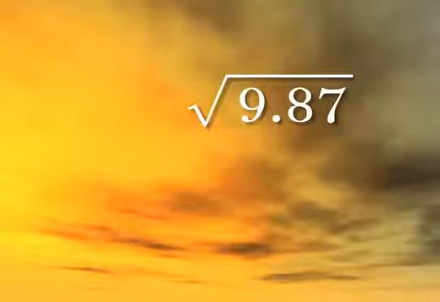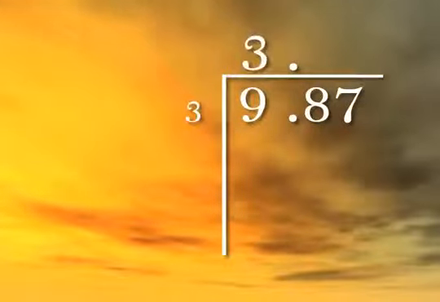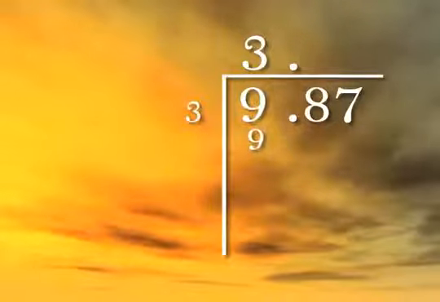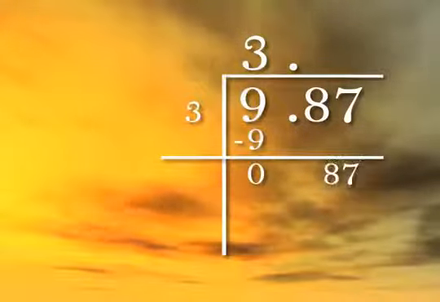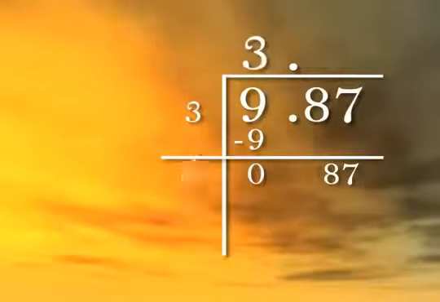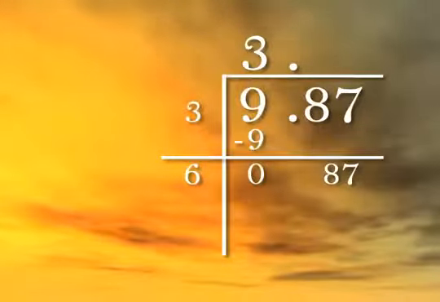Now let's try an imperfect square, 9.87, which gets grouped like this. 9 is 3 times 3, so write 3 for the divisor and 3 for the quotient digit. And 9 gets written under the 9. 9 minus 9 is 0, and bring down the 87. Add the divisor digit 3 to the quotient digit 3 to make 6. So now our divisor is 6, and the number being divided is 87.